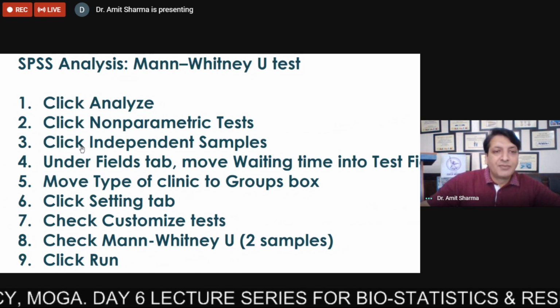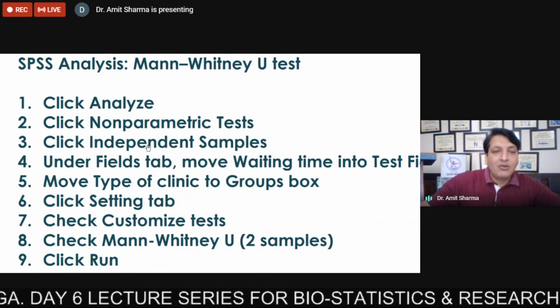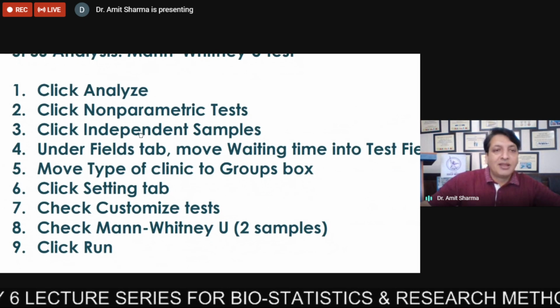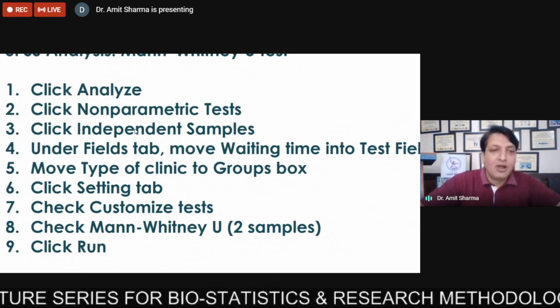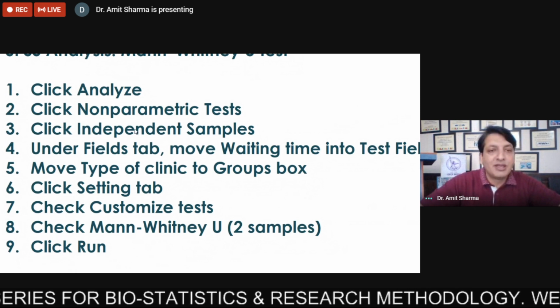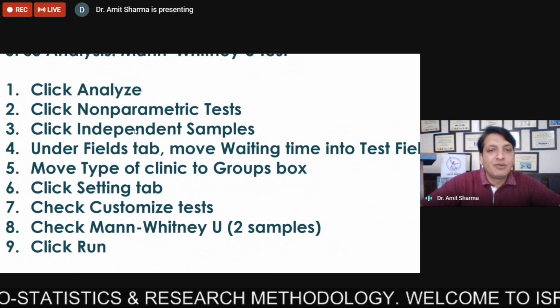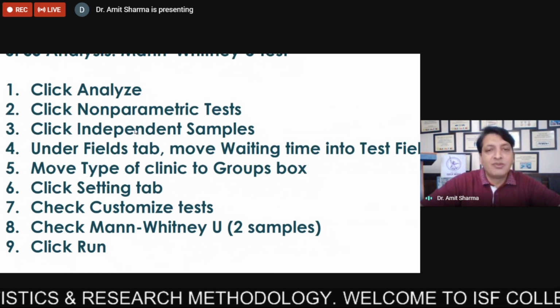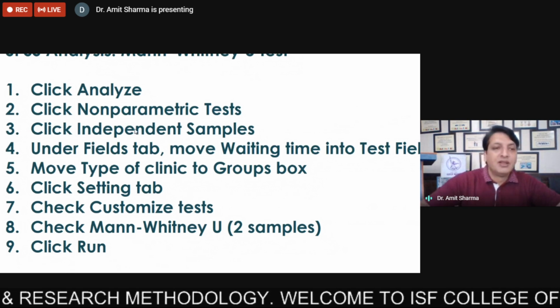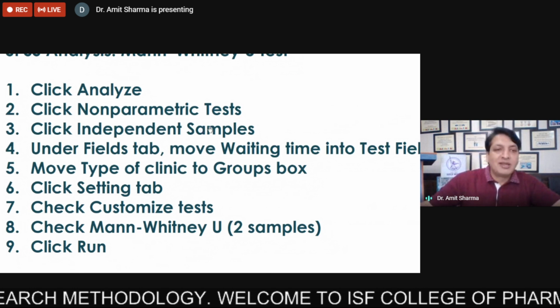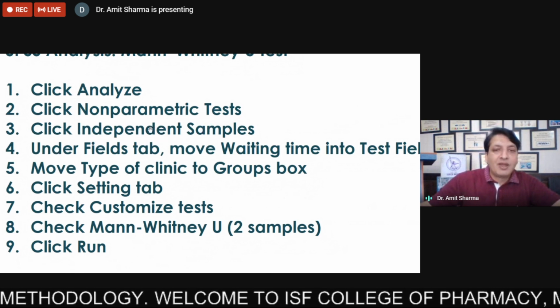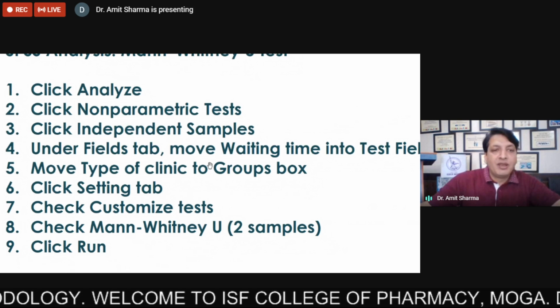So click on independent samples. Independent samples means here that any patients who are going to enroll in this particular model are independent of each other. That means patient number 1 does not have any correlation with patient number 2 and 3. So we will click on independent samples, and whenever we click on independent samples, a new window will open.